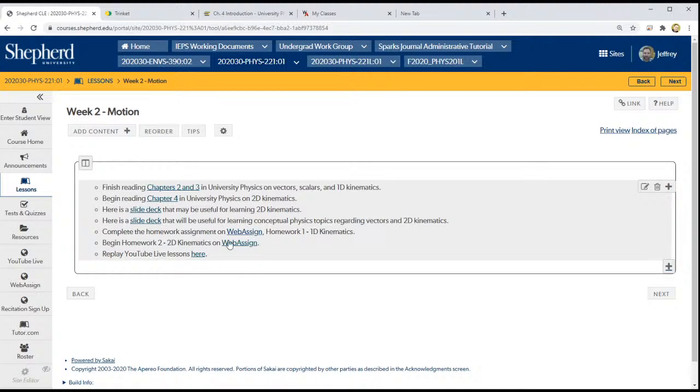And links to the WebAssign. So I haven't posted homework 2 yet, but I will before the end of the week. And on 2D kinematics, there's a link to WebAssign there as well. But homework 1 is due at the end of this week. So please keep working on that.